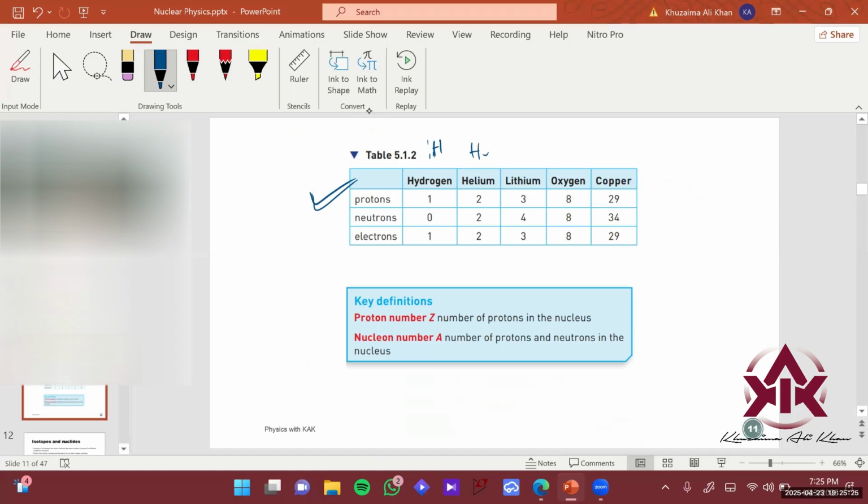Then we have helium 4 2, right? And then we have lithium, that is 3 7. Then we have oxygen, that is 16 8. Then we have copper, that is 29. And 29 plus 34 is 59 63.